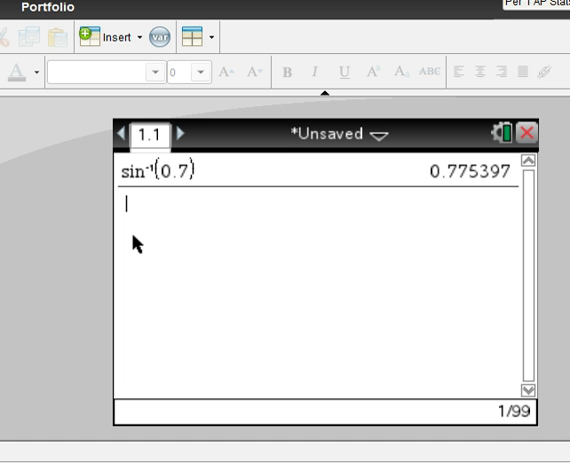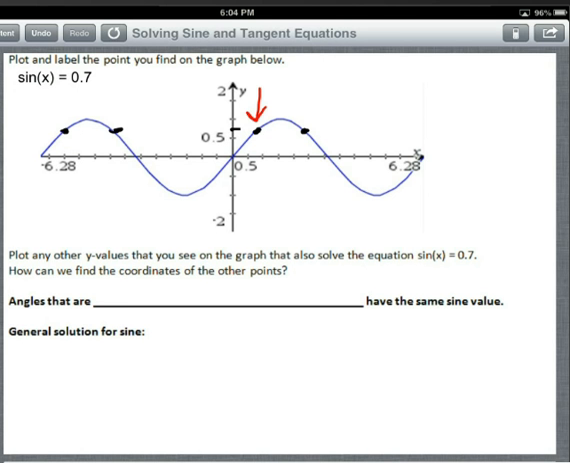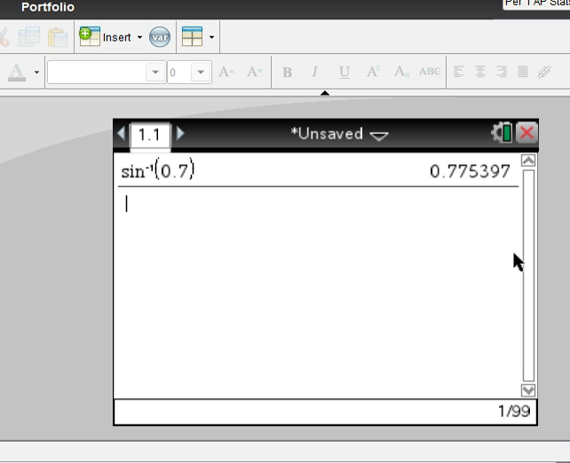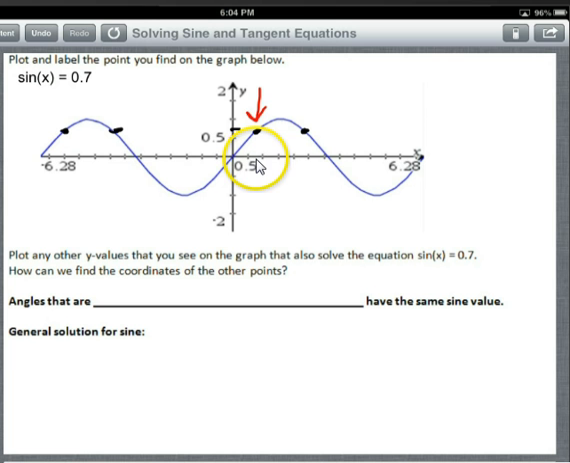If we go back to our graph, I just forgot what that value was. Let me try this again. 0.775. Actually that looks very reasonable as the x value or the angle for that trig value. So inverse sine of 0.7 is equal to 0.775. That's this angle right here.